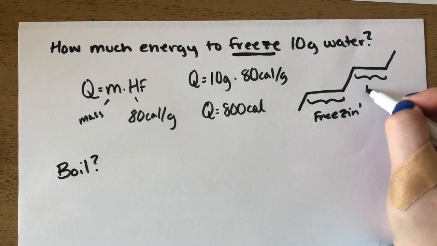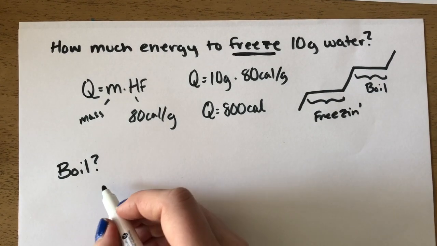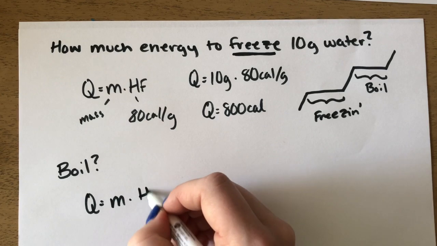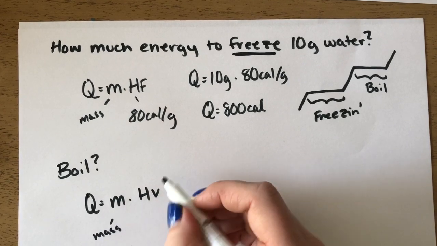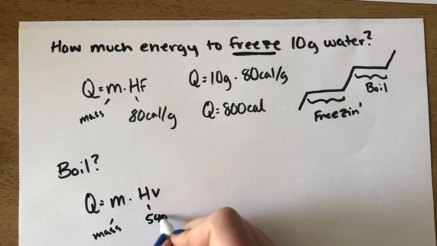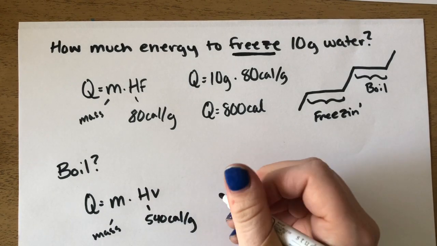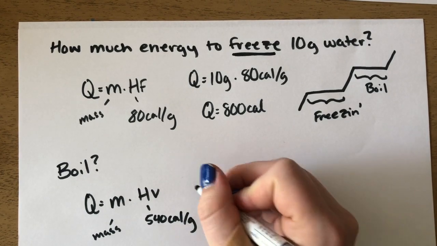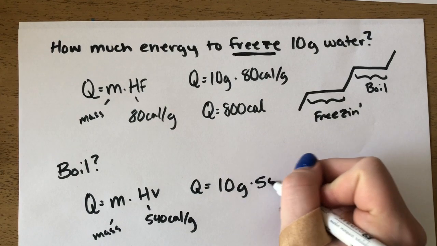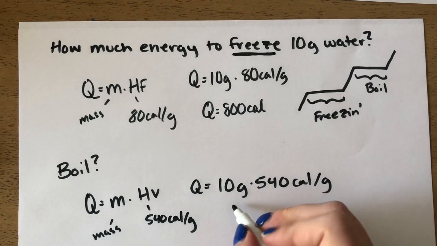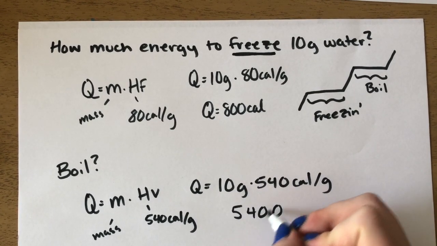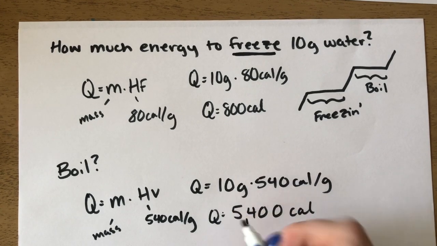But let's now calculate how much energy it'll take to boil water. So this happens at the heat of vaporization. So it's going to be mass times the heat of vaporization, which is 540 calories per gram for water. So just multiply it across, and you're going to get 5,400 calories of energy.